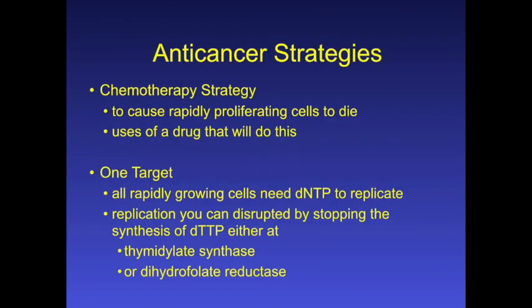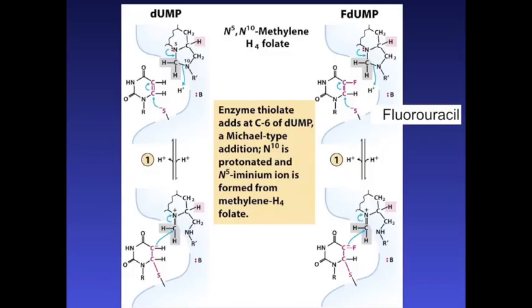Okay? And so we're going to stop rapid growth by targeting the synthesis of dTTP. Okay? And we're going to do that at both the enzymes, the one that synthesizes it and the one that regenerates the tetrahydrofolate. Okay, I'm going to show you the two pathways. All right, the normal substrate is dUMP, the deoxy UMP. Fluorouracil is the chemotherapeutic drug. Okay, what is the difference between the natural substrate and the drug?